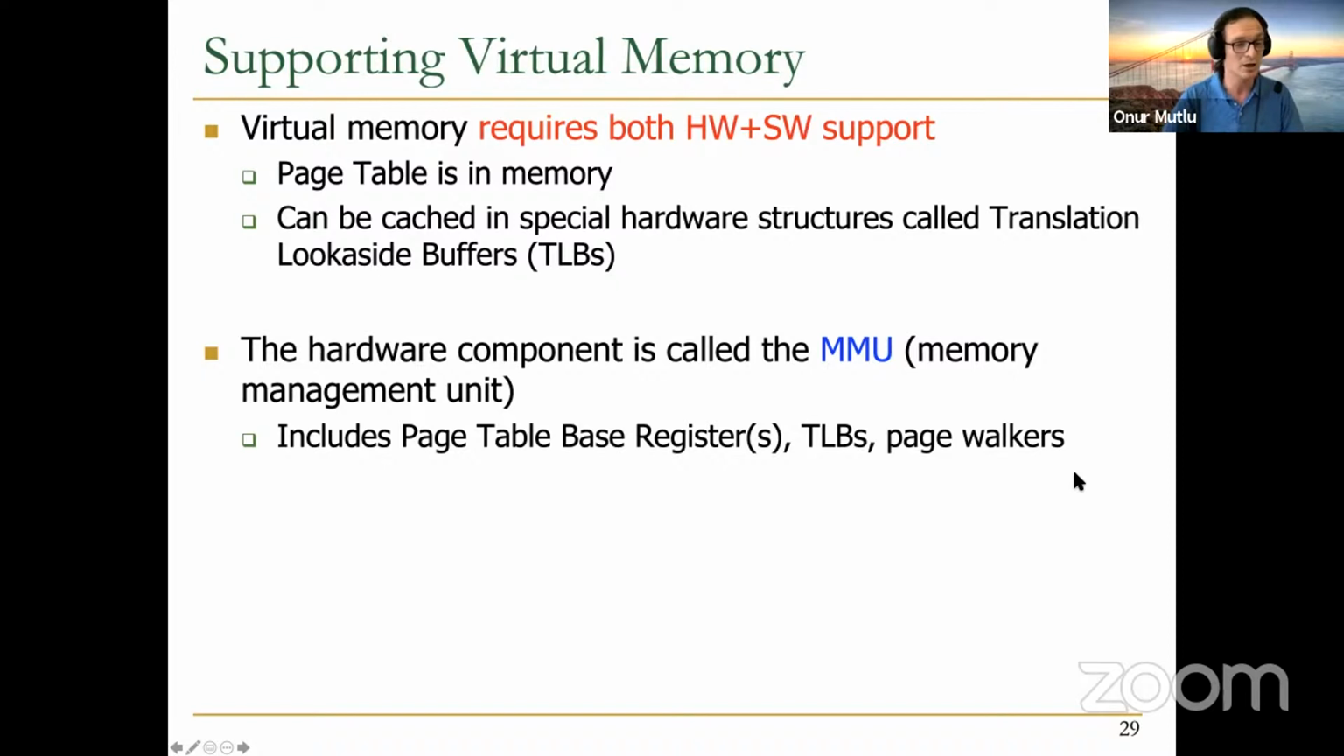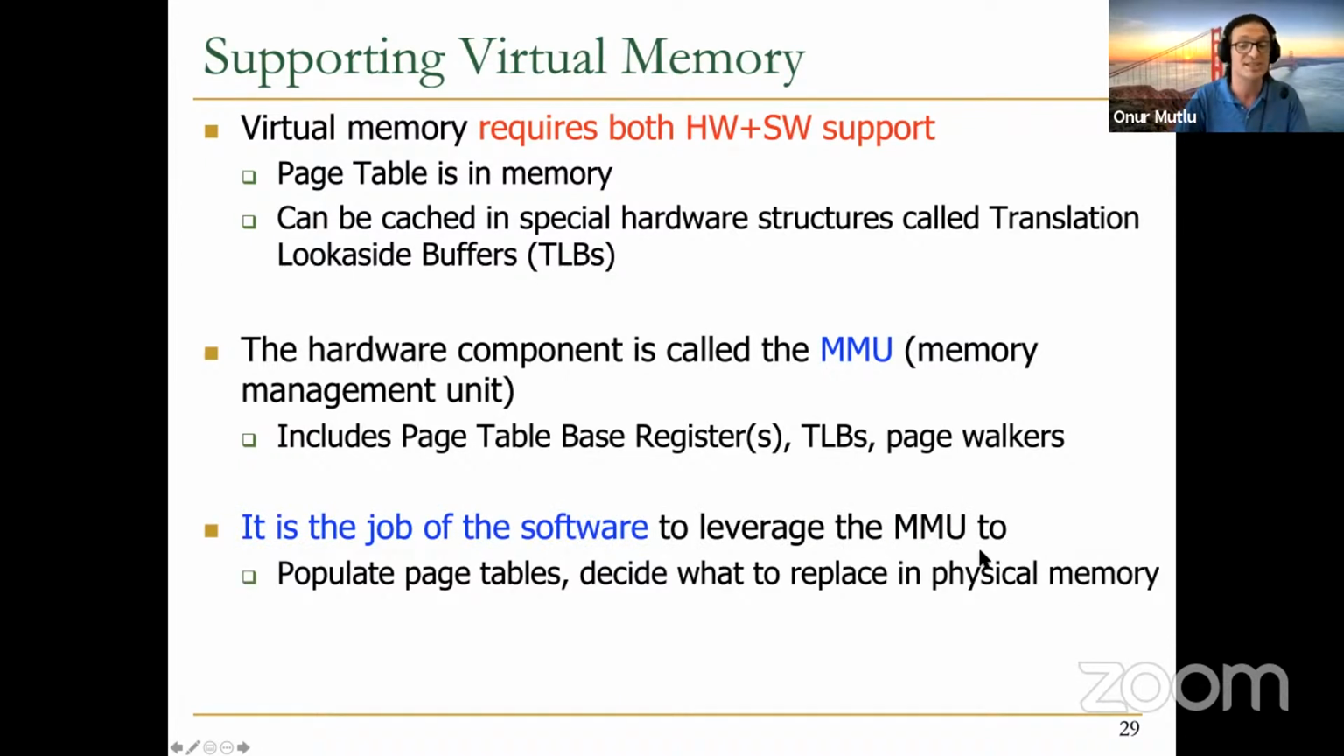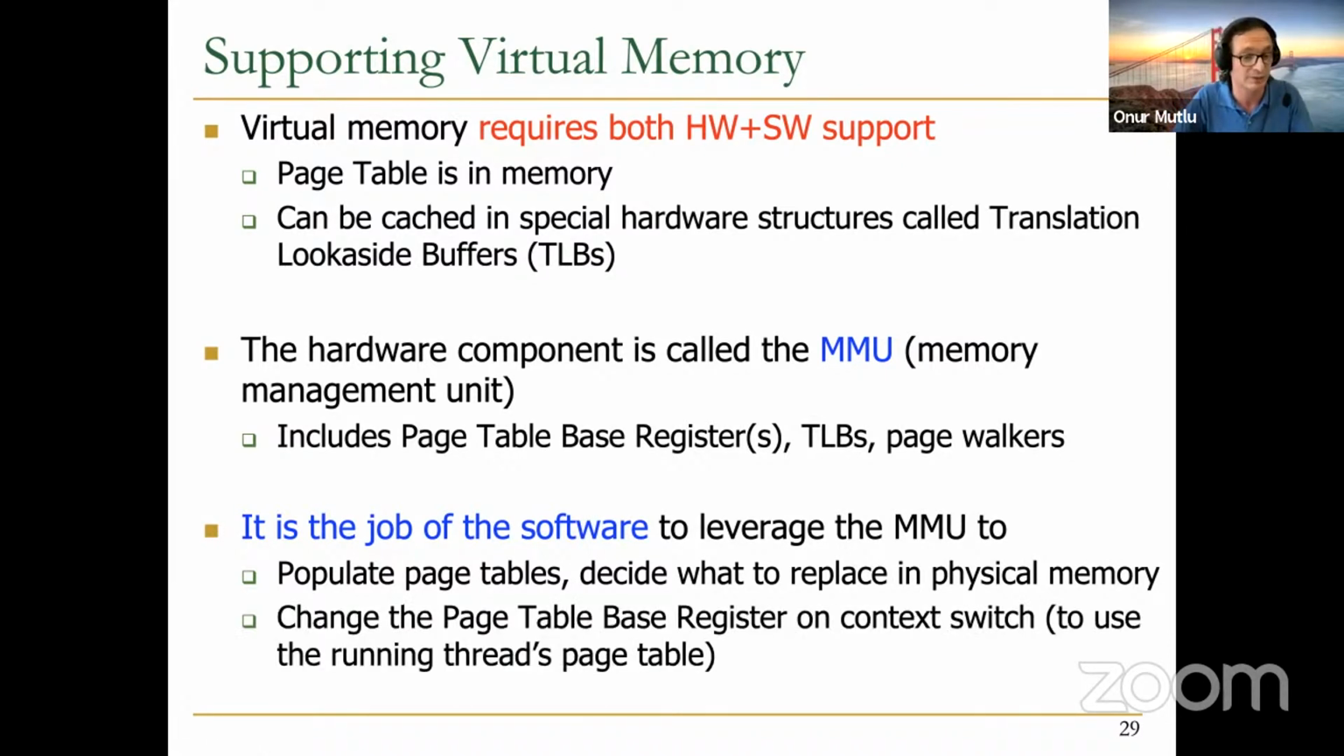We will discuss that. Some systems do the page walk automatically, meaning in hardware. In hardware, you may actually do the multi-level page table walk, and you may use specialized hardware for that. And we will discuss that from a real example from Intel systems at the end of this first lecture. So it is the job of the software to leverage the MMU to populate the page tables and decide what to replace in physical memory, but it could also be the job of the hardware in concert with the software. And the software definitely has to change the page table base register on a context switch so that you can use the running thread's page table.